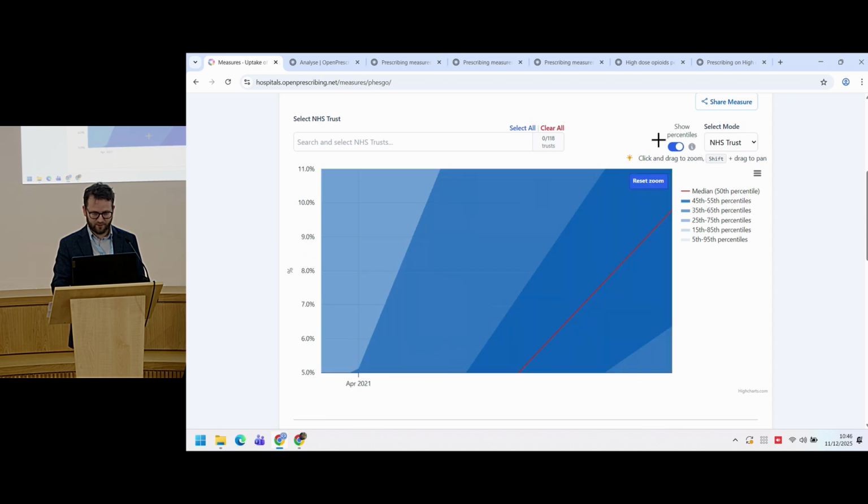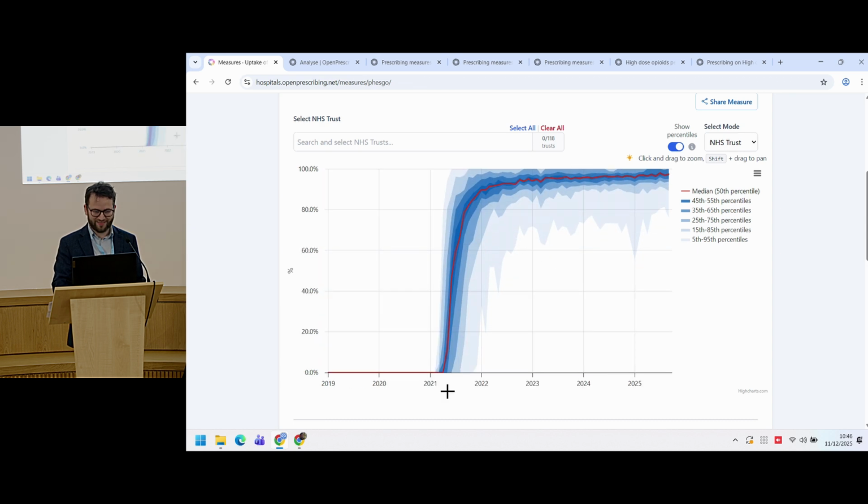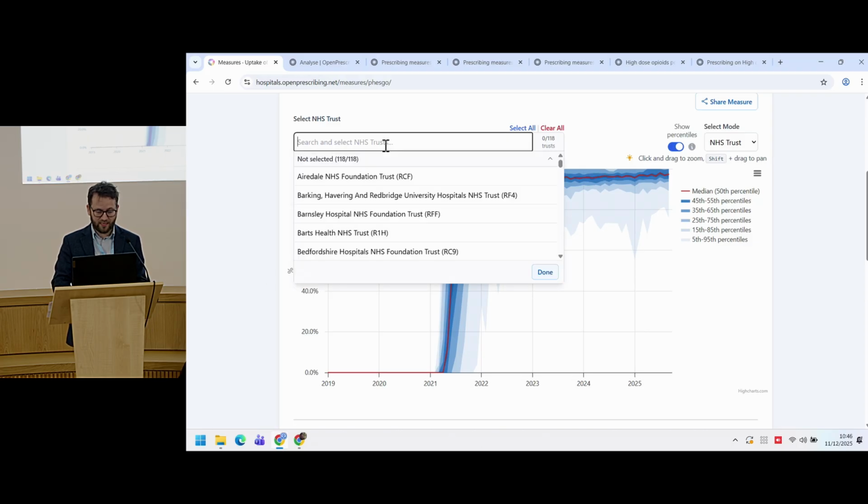Sorry, zoomed in too quickly there. But you can see this red line shoots up really rapidly, which shows there was pretty rapid uptake across a large number of NHS trusts. So people were ready to go, and they went quite quickly. You can also have a look at individual hospitals.